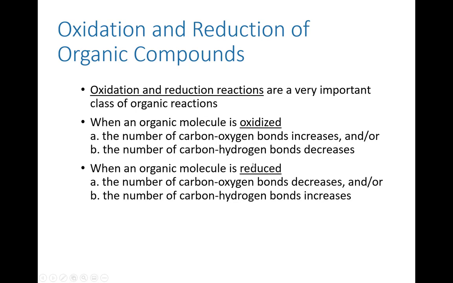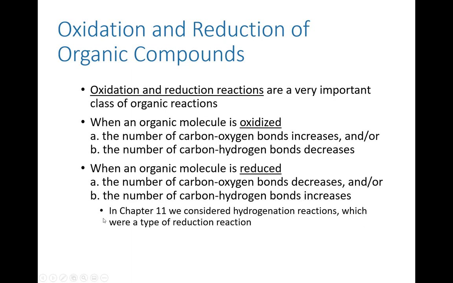The opposite is called a reduction. So we say an organic molecule is reduced if the opposite happens, namely carbon-oxygen bonds go down and/or carbon-hydrogen bonds increase. An example was in chapter 11. We saw hydrogenation reactions. Remember, we added hydrogens to an alkene. What kind of a reaction would those be? Well, you're increasing the number of carbon-hydrogen bonds, so that is a reduction. We say that alkenes are reduced to make alkanes.